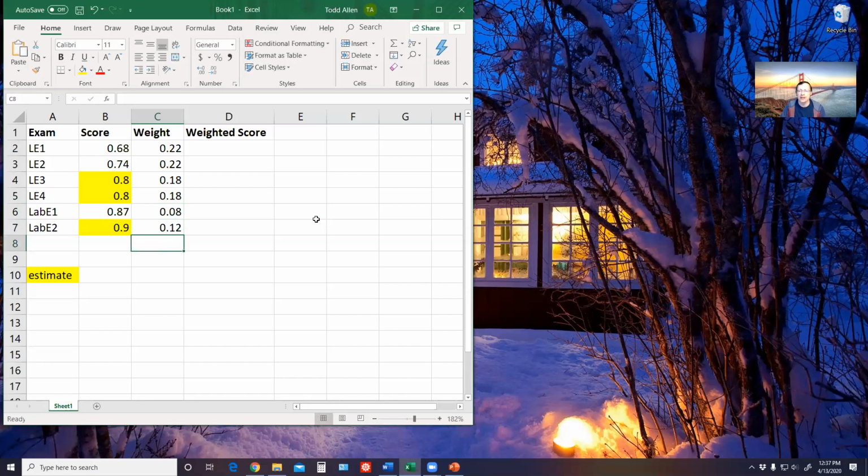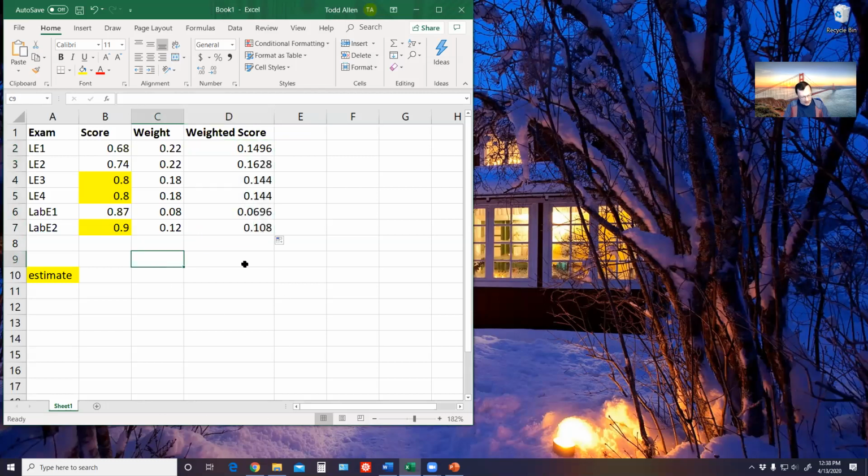Okay, the weights are taken from the front page of your syllabus. To get the weighted score, you take what you have in column B and multiply by the corresponding weight in column C. So this would be B2 times C2 in the spreadsheet matrix. And that will give you the weighted score of each row. And I'm just going to use my software to finish the calculations for me.